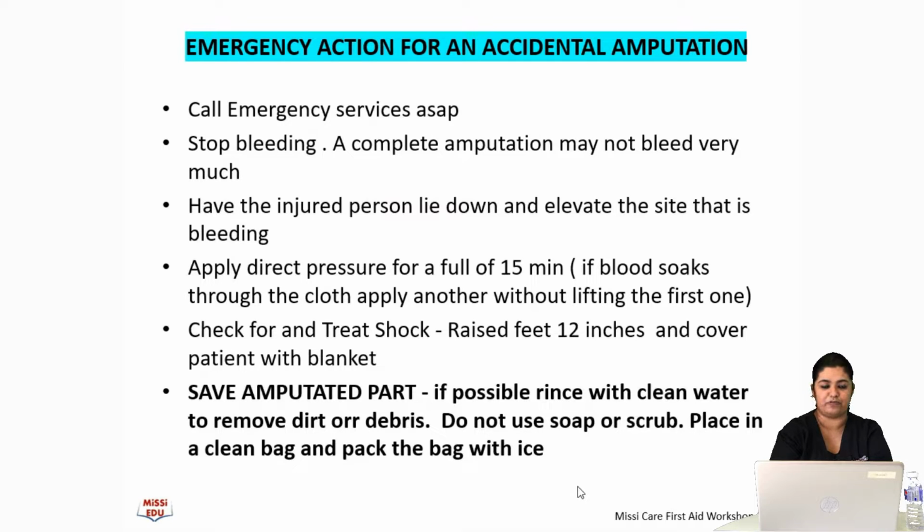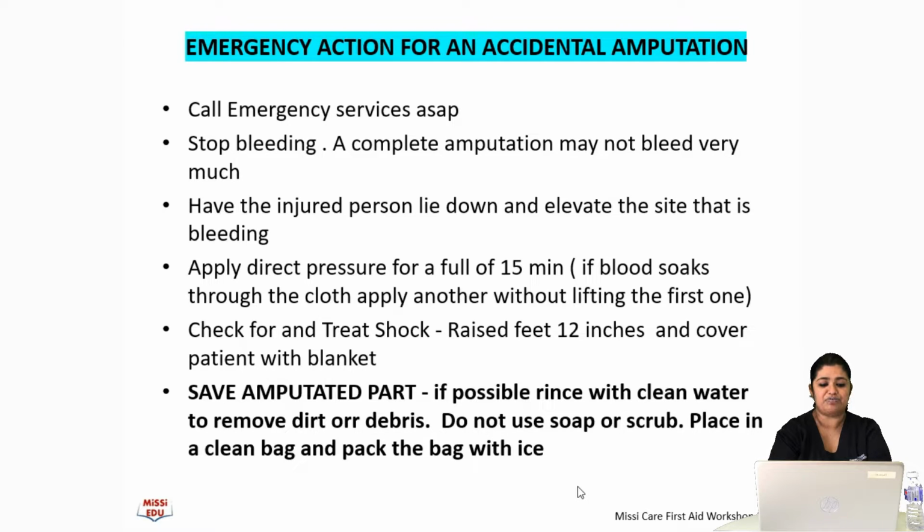This can happen at the roadside, or even at home. So what you do is call emergency services as soon as possible. Try to stop the bleeding. A complete amputation may not bleed very much. So this is how you differentiate a complete amputation from a cut of the nerve.